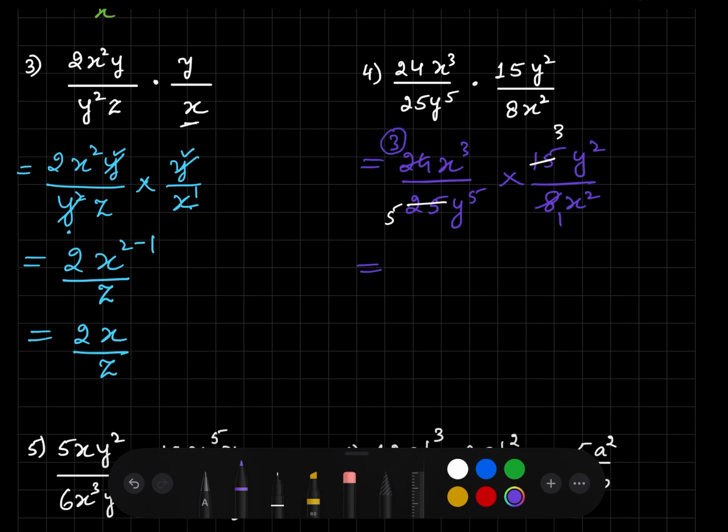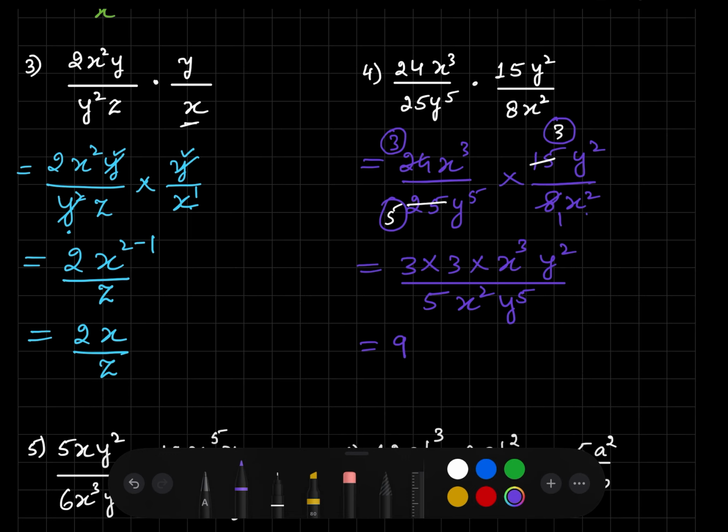This 3 and this 3 number are left here. So 3 times 3. Then we have x cubed. We have y square over, here the number is 5, this one. And then we have x square here. And we have y raised to 5 here. Now this is 3 threes are 9. Now x raised to 3 up and x raised to 2 down.